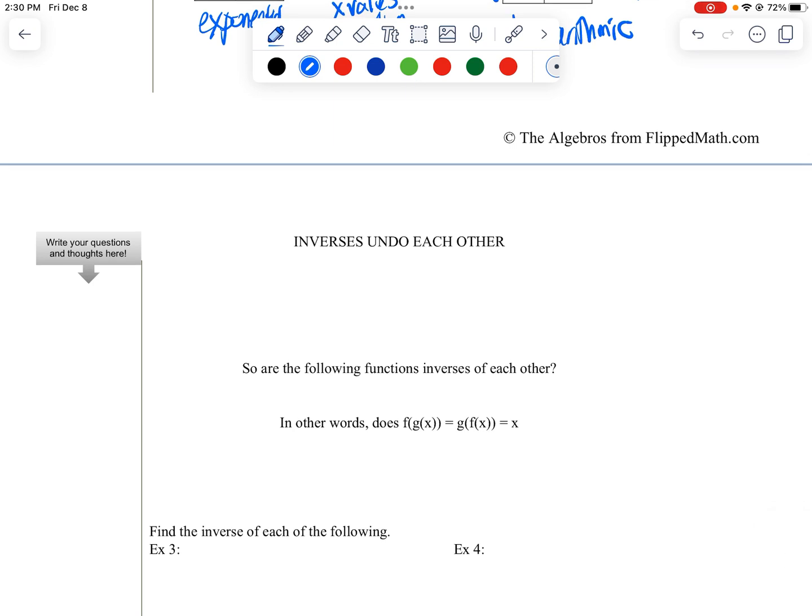Now, as a reminder, inverses undo each other. So kind of like if we had 2 times x equals 4, to undo it, we divide by 2. So for example, if we had 2 to the x, and we also had log base 2 of x, they would undo each other.